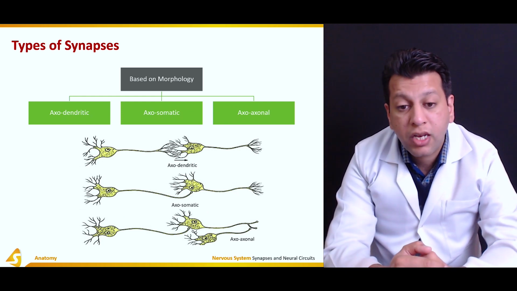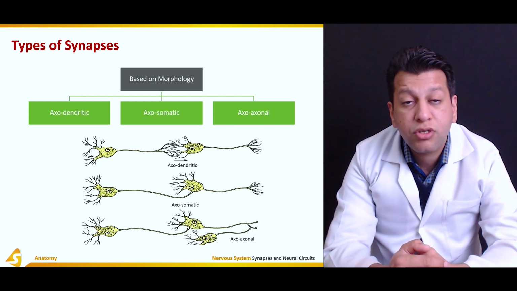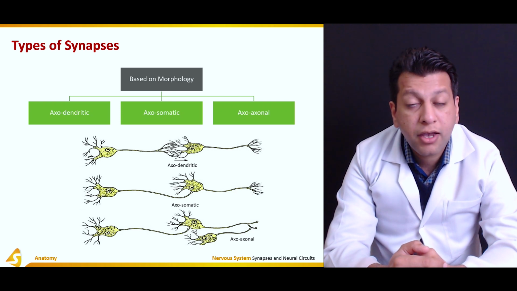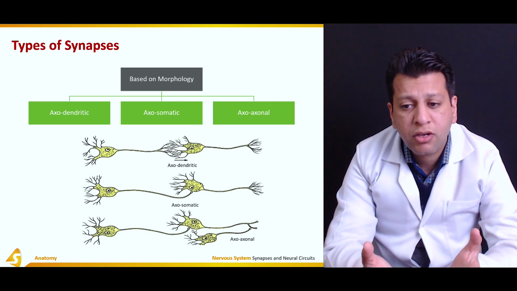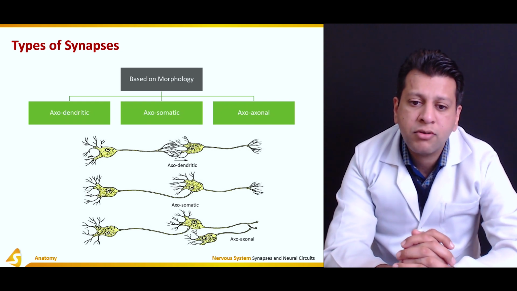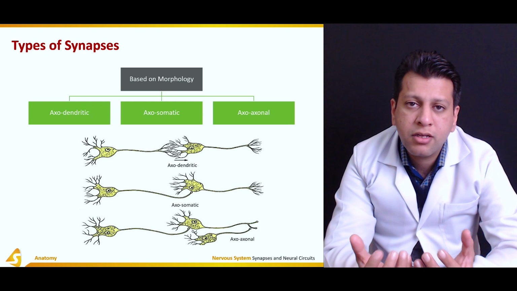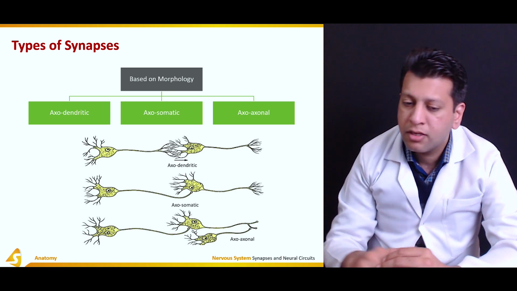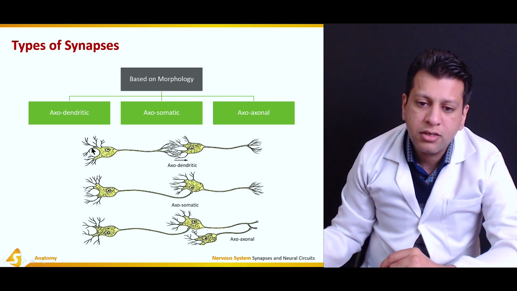Coming to the types of synapses, now they could be based on the morphology. This could be axodendritic, axosomatic, or axoaxonal. So we all know what dendrites are. Dendrites are these neurites which are bringing the stimuli towards the nerve cell. In this diagram, these are the dendrites. When these dendrites fuse with the axons over here, as you can see, this is the axon coming in and this is the dendrite.